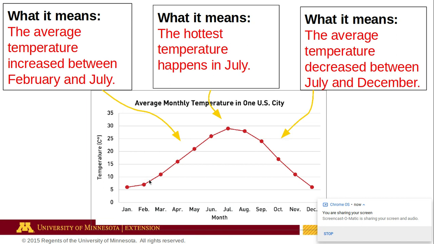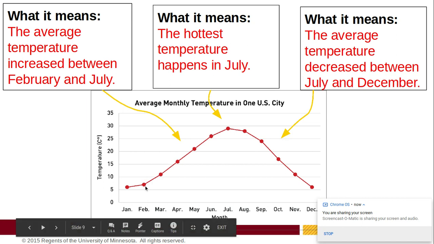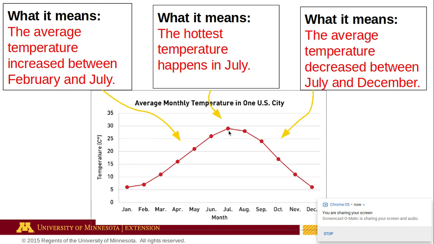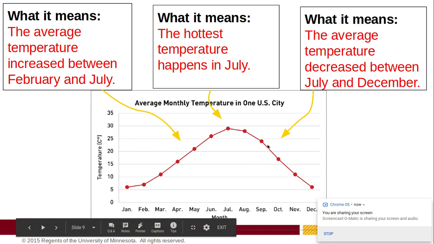Here we said I see that the slope increases from February to July. What it means is the average temperature increased from February to July. So we're interpreting what the graph's saying. We're seeing this temperature increasing. The top spot there, we said this was the peak in July. What it means, the hottest temperature happens in July. And then finally, we said we saw a negative slope or a downward slope at the end. What it means, the average temperature decreased from July to December.